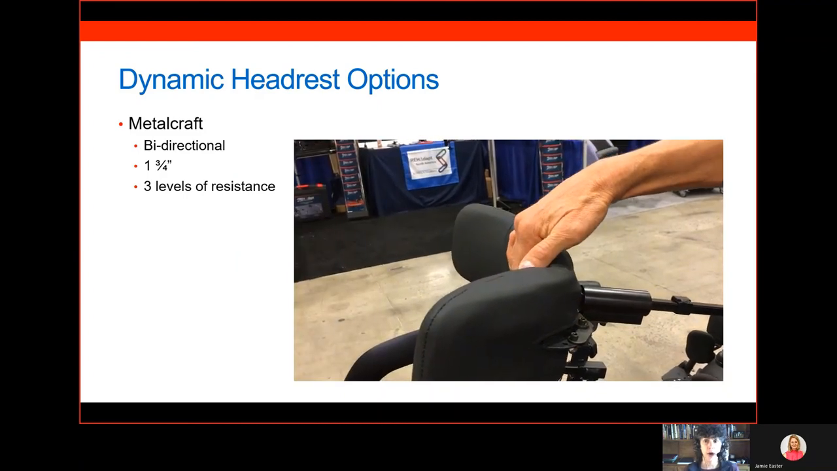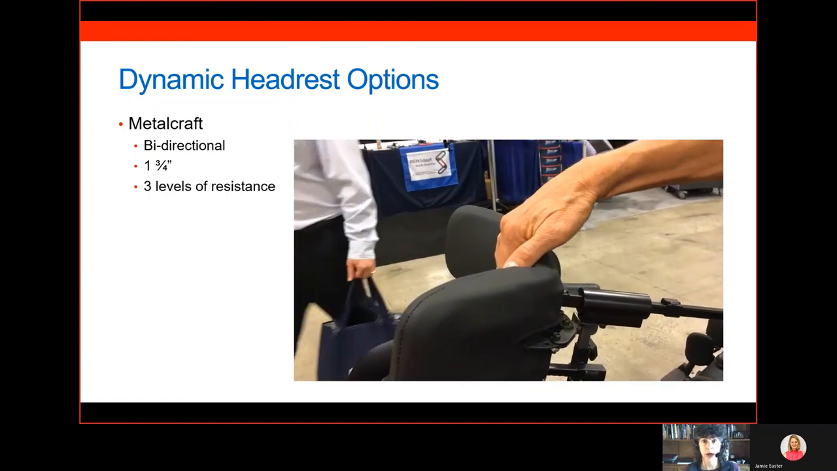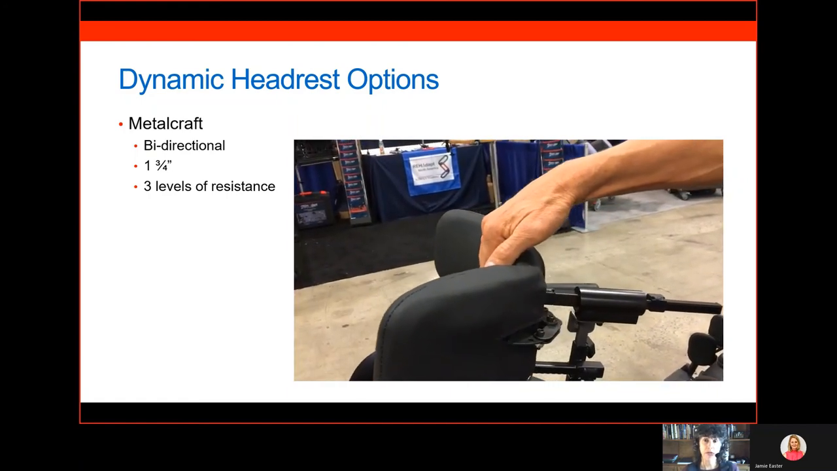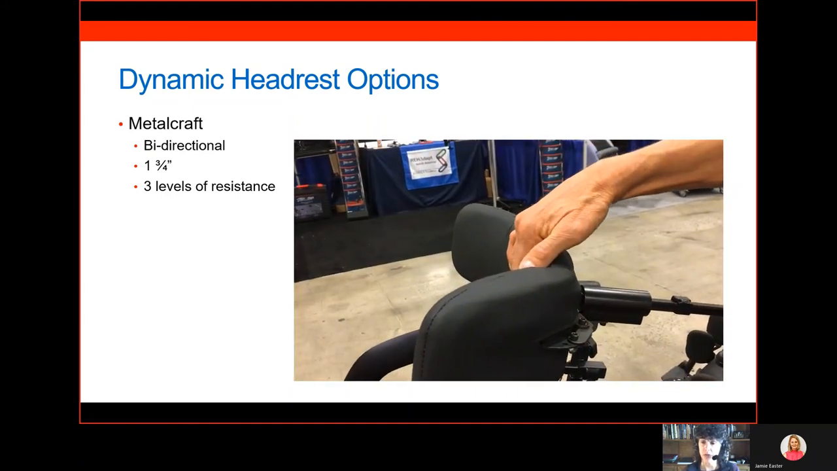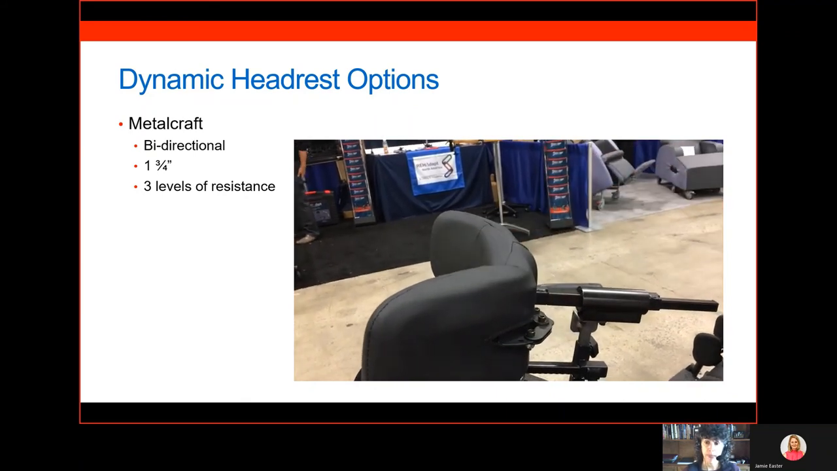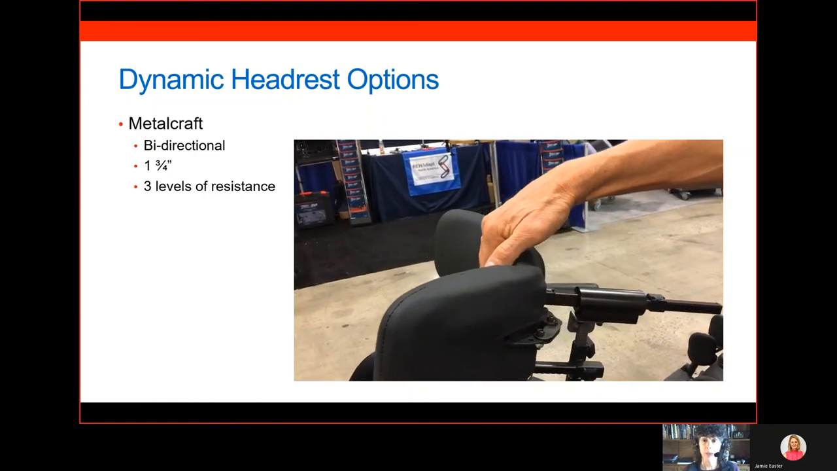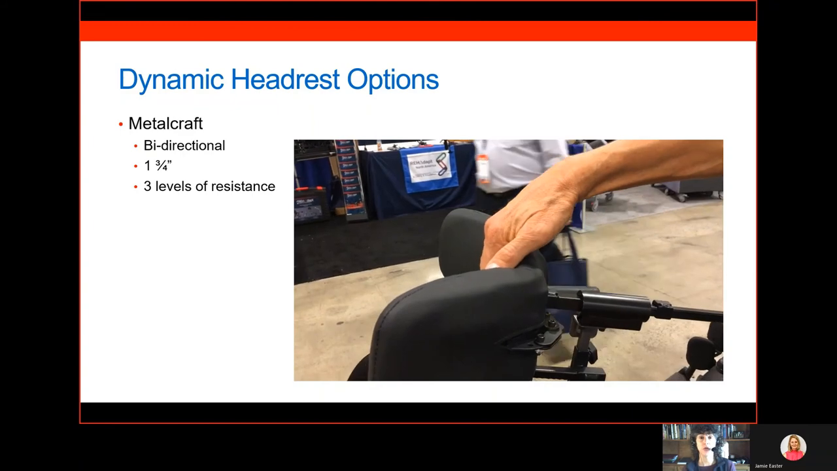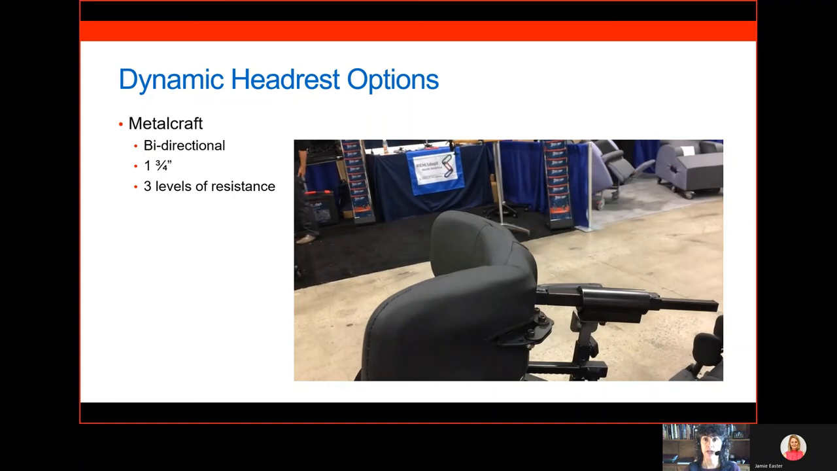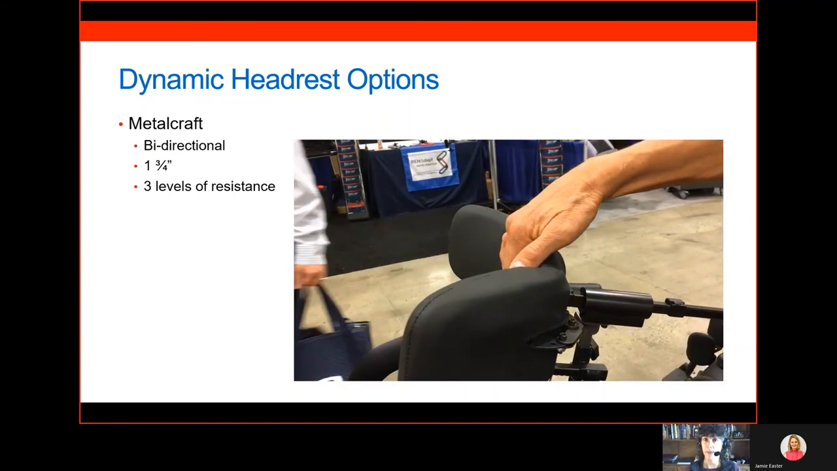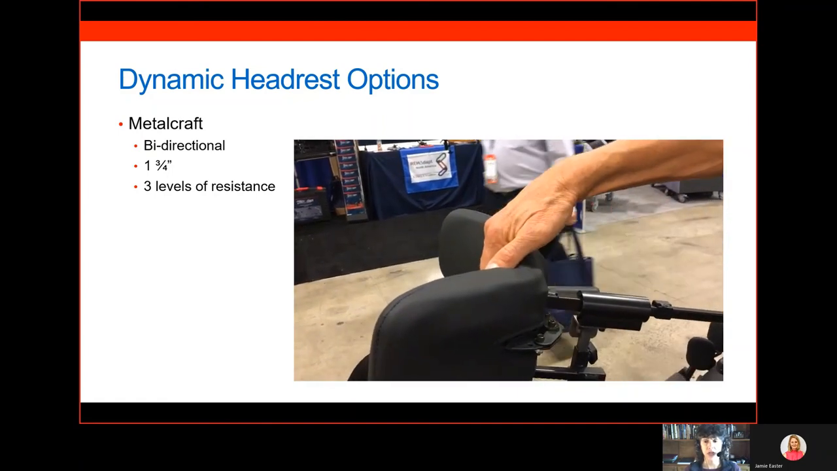So let's start with Metalcraft. Metalcraft has been around for a long time, and they have a pretty good variety of head pads. They came up with this dynamic option that moves posteriorly 1 3/4 inches, depending on if the client can move it that far. There are three levels of resistance, and this is done by a spring. This is bidirectional. It goes back, it goes forward. If the client has a lot of rotation as they are attempting to activate this, sometimes the mechanism will jam and will not respond to that client's force. So it's important to keep that in mind.